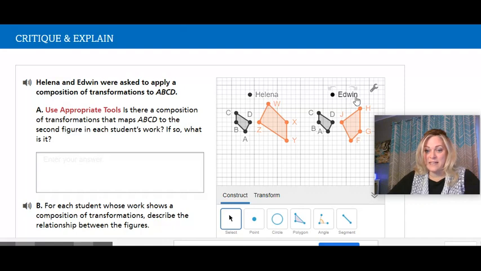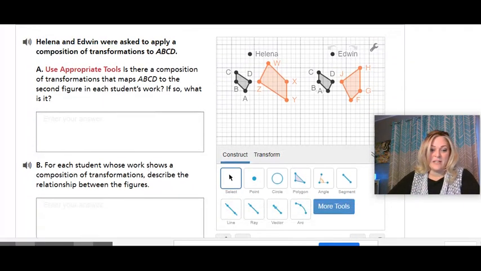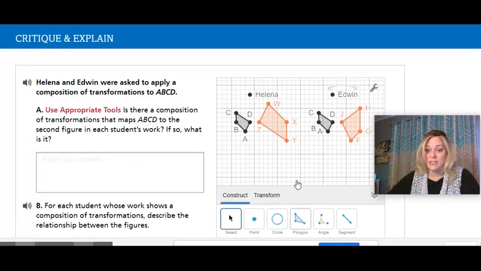So Helena and Edwin, can their original figure be mapped onto their new figure based on rotation, reflection, translation, or dilation? So now you have 4. Those first 3 were rigid, so they just move the shape. This last one that we just learned, the dilation, changes the size of the shape. So you're going to describe those, and you're going to try to use the manipulatives and the tools down here to actually move it.